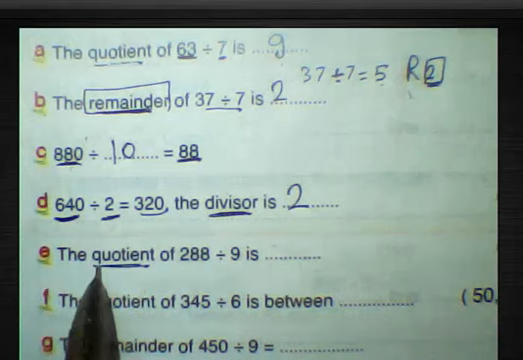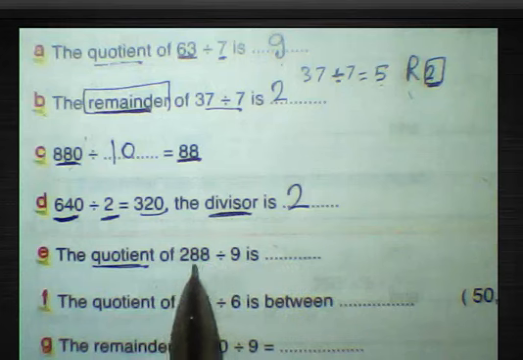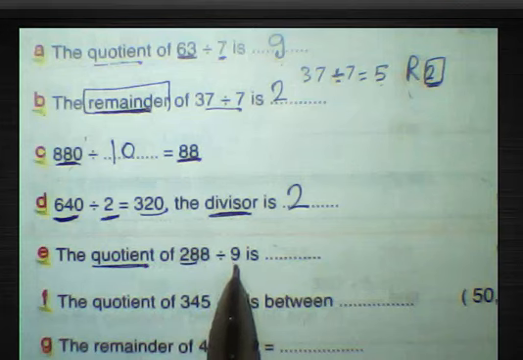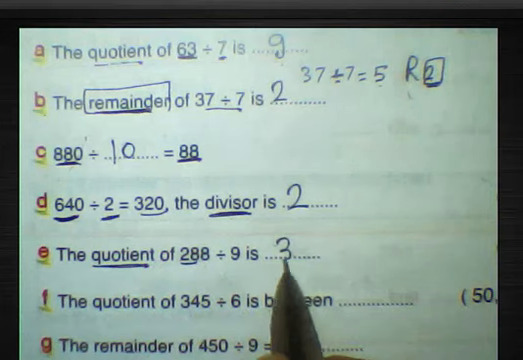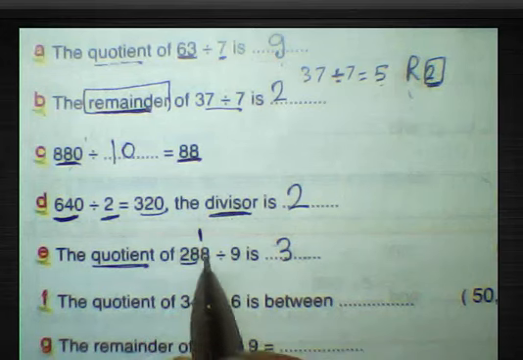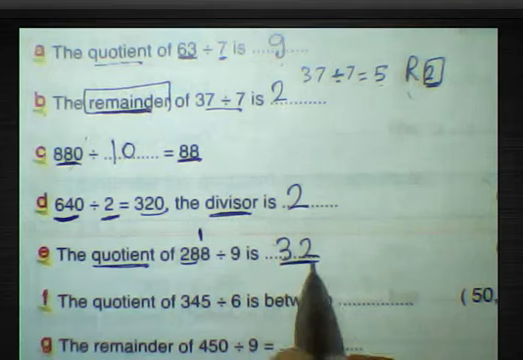The quotient of 288 divided by 9 is blank. He wants us to find the quotient. 28 divided by 9 equals what? Equals 3. 3 times 9 equals 27 and the remainder 1. Write the remainder here. 18 divided by 9 equals 2. Then the result will be 32.